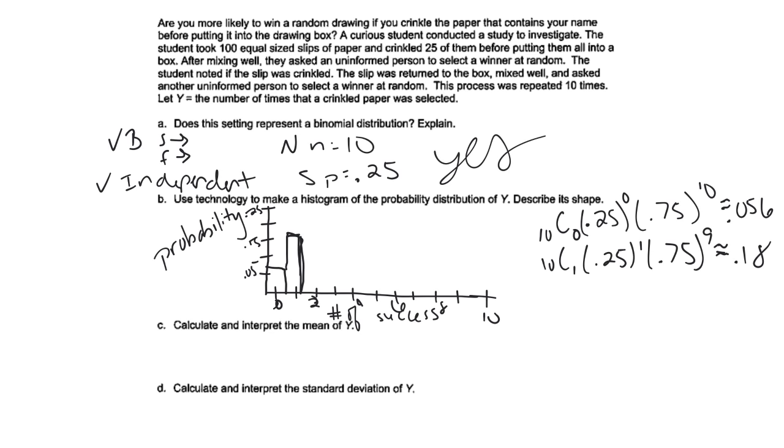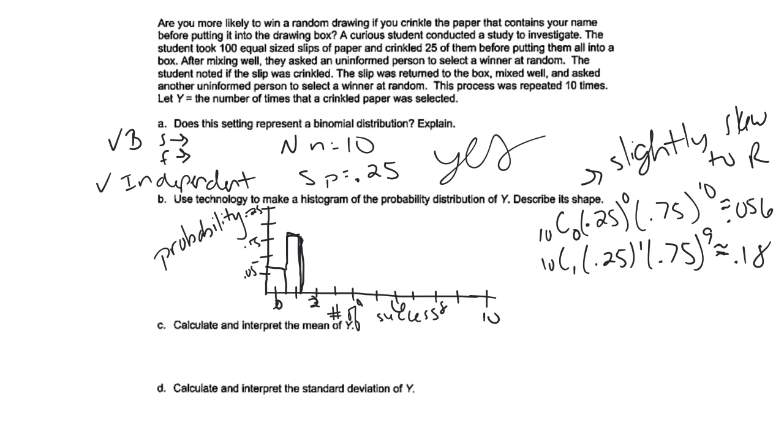You need to draw that whole histogram, you would calculate all of it, and you would describe its shape, and it should be a little bit skewed to the right. Again, you want to be able to calculate those yourself.